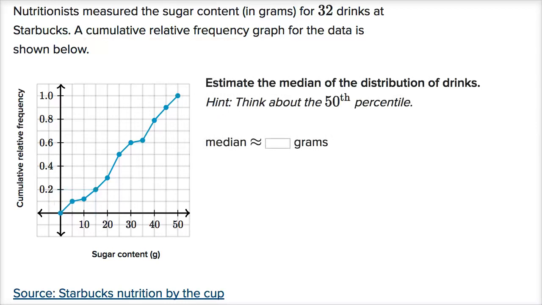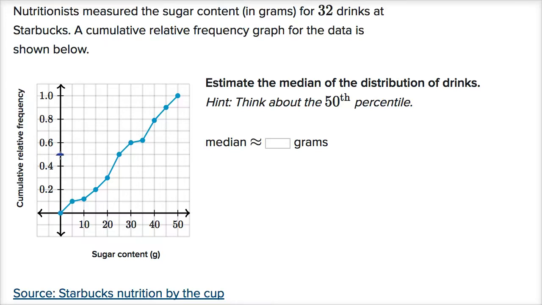Here we are asked to estimate the median of the distribution of drinks. Hint, think about the 50th percentile. The median, if you were to line up all of the drinks, is the middle drink. So you could view that as, what drink is exactly at the 50th percentile? The 50th percentile would be a cumulative relative frequency of 0.5, which would be right over here on our vertical axis.